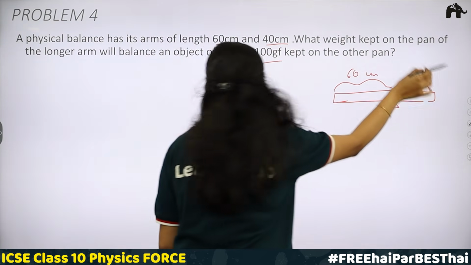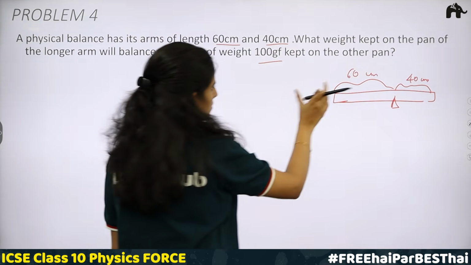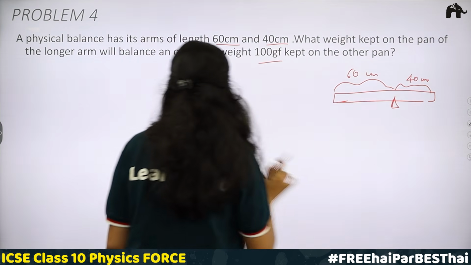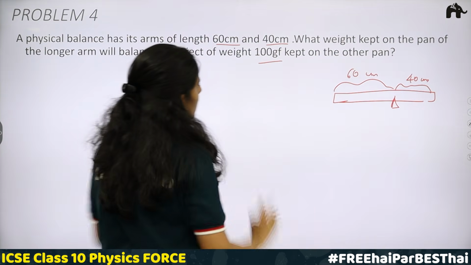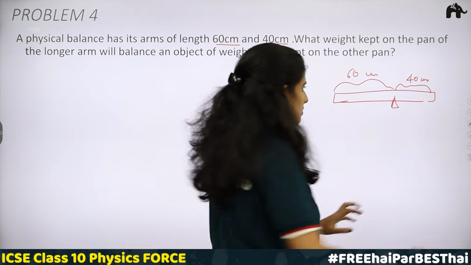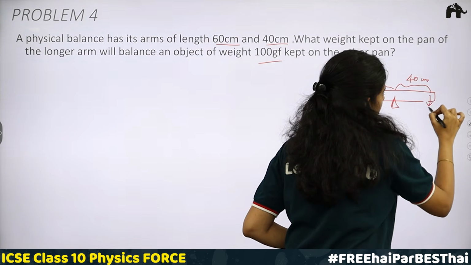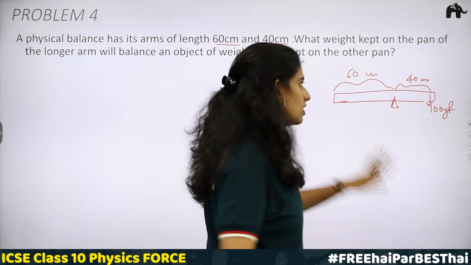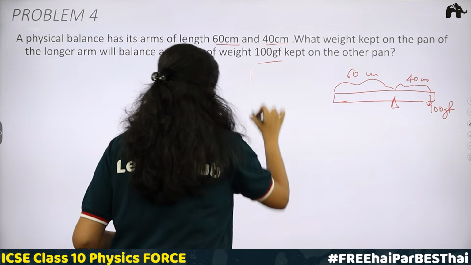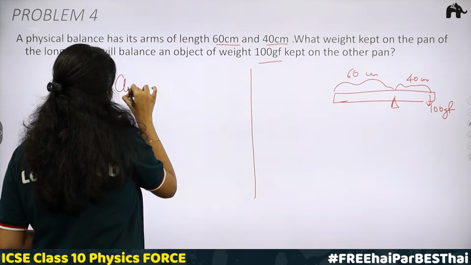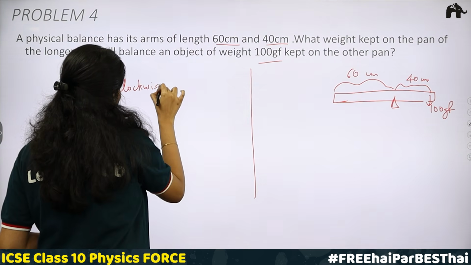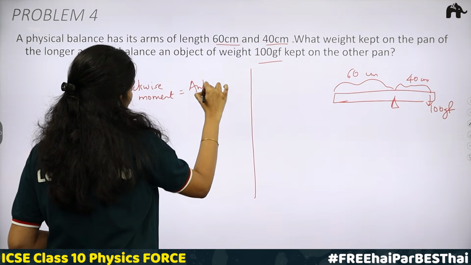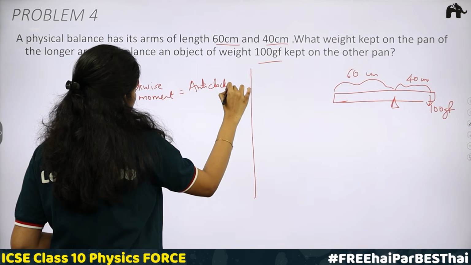What weight kept on the pan of the longer arm? Here we have to find the weight kept on the longer arm that will balance an object of weight 100 GF which is kept on the other pan. Okay, here the 100 GF weight is kept. How to find? Using the principle of moment, we have clockwise moment equal to anti-clockwise moment.